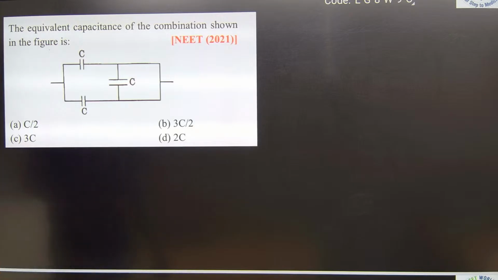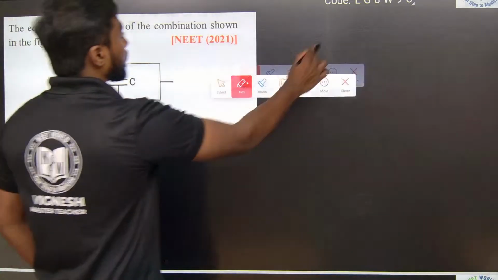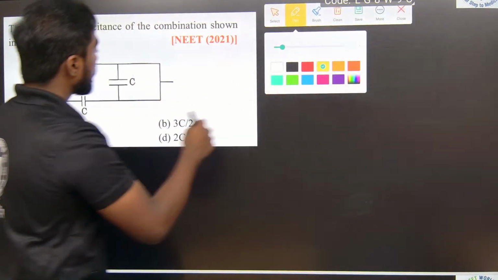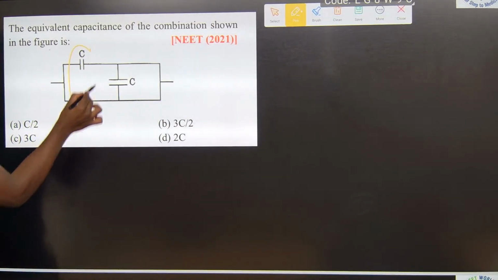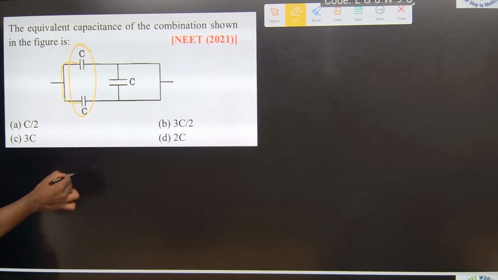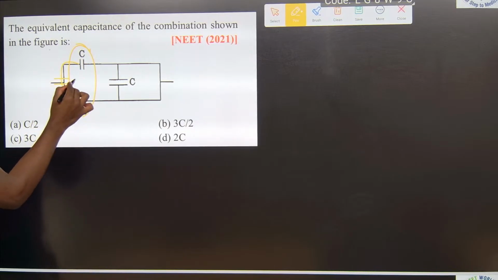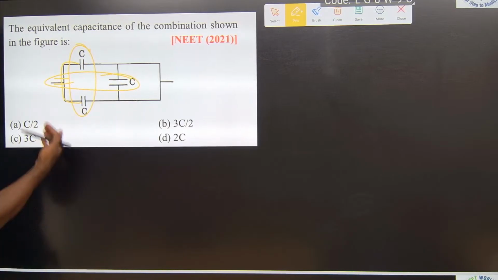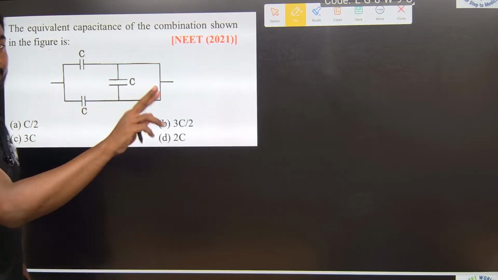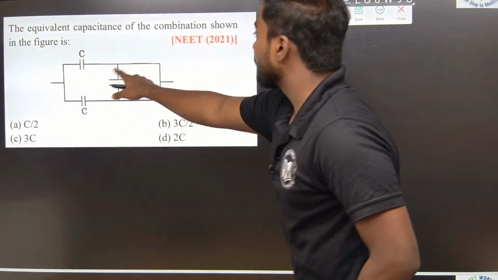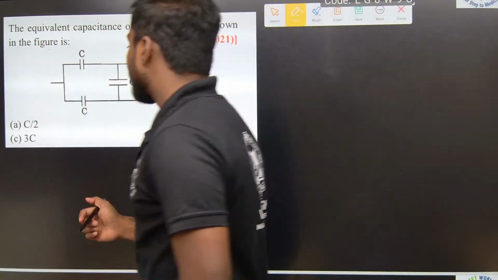Equivalent capacitance of the combination shown in the given figure. If I see here, can I take this one as series, and this one and this one will be in parallel, right? First I will consider this as series, and the resultant will be taken as parallel. So what can I do?